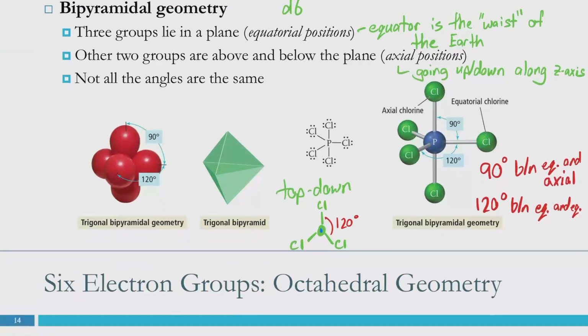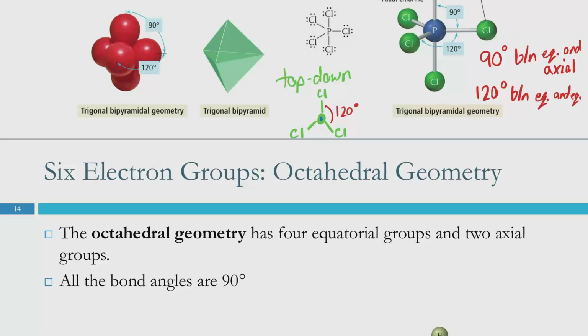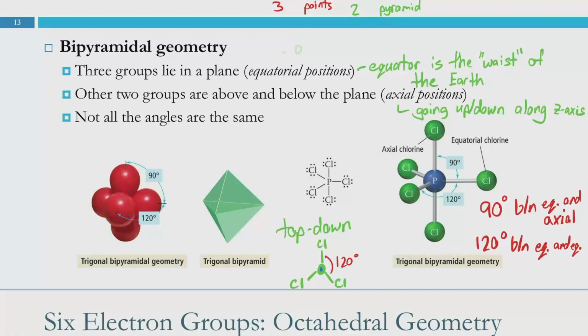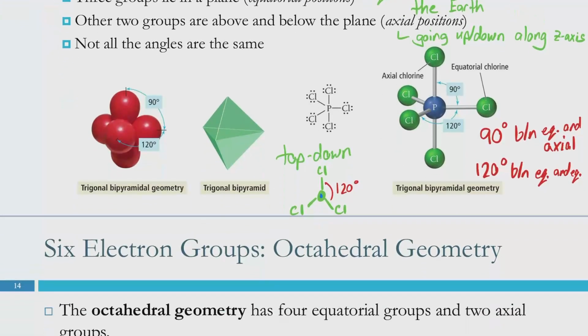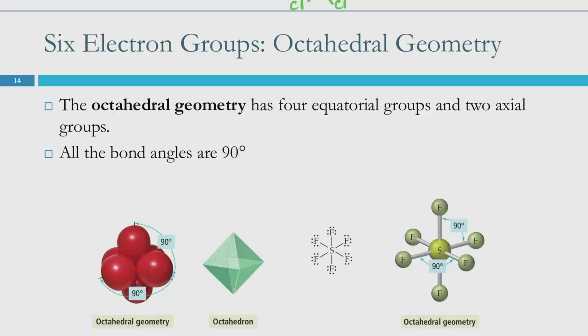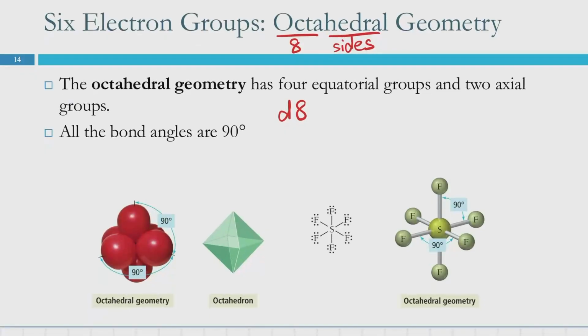We can also have 6 electron groups. And 6 electron groups, this is actually not a D6, never mind, because we do cubes for D6. For 6 electron groups, we also have octahedral geometry. The octa here meaning 8, and hedral here, like we saw in tetrahedral, meaning sides. And this one is a D8, an 8-sided die. In our octahedral geometry, we've got 4 equatorial groups and 2 axial groups, but the bond angles are all 90 degrees.